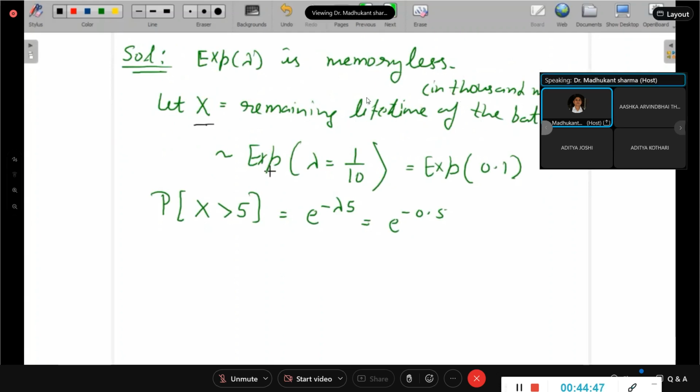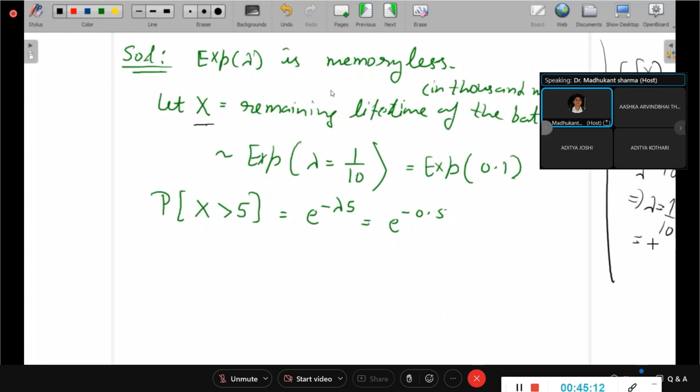So X is exponential with parameter lambda. What is the lambda value? It is given that the mean, the expectation of X, is 10,000 miles. So in 1,000 miles, it is 10. This implies 1 by lambda equals 10, so lambda equals 1 by 10, which is 0.1. So X will follow the exponential distribution with parameter lambda equals 0.1.